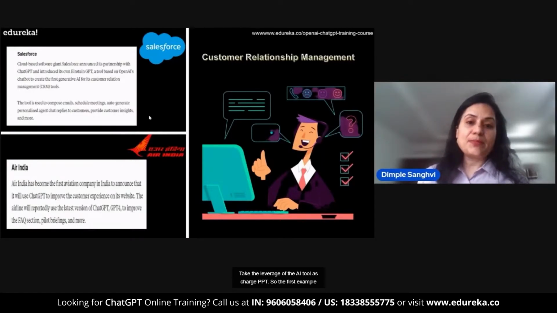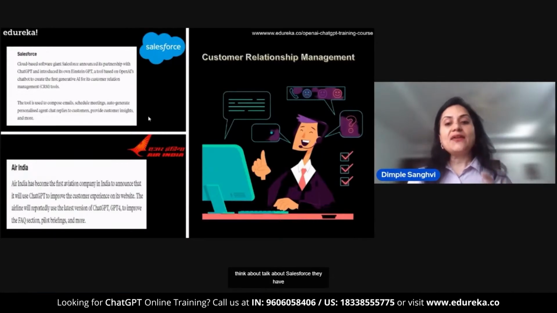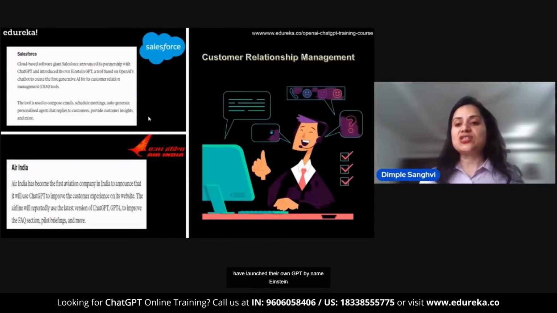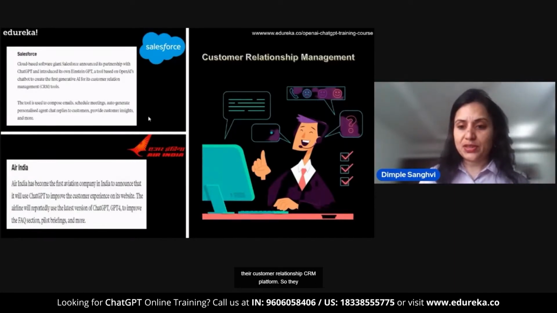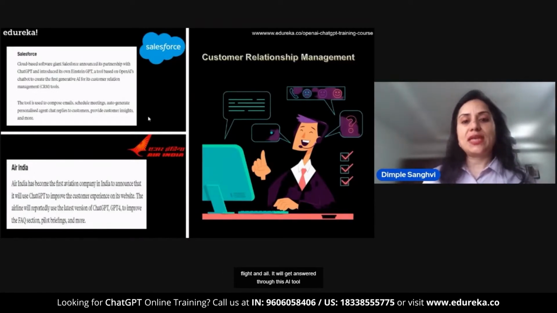The first example I would want to give is customer relationship management, where Salesforce and Air India, both of them have come forward to integrate OpenAI into their own systems. Salesforce has launched their own GPT by the name Einstein GPT, which works internally on their customer relationship CRM platform. So they don't have to go to the ChatGPT platform. They have integrated it as part of their system. Air India is also integrating it as part of their customer experience system, where customers have queries relating to their flight and all, which will get answered through this AI tool.